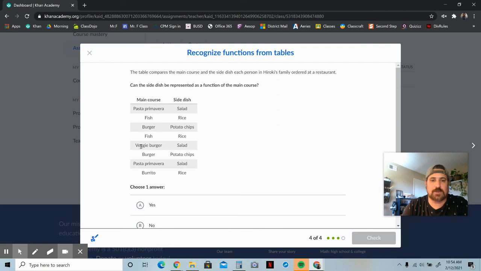So looking for a duplicate here, we can see pasta primavera at the top and, of course, at the bottom here. So the first time you had pasta primavera, you got salad with it. The next time you'd have to get a salad with it as well for it to be a function. So that looks possible. We've got fish, burger, fish. Okay, so fish, rice. That works, right? For every input, you have the expected output. Burger, potato chips, burger, potato chips. Okay, so for every input, you have the expected output. That's okay. So it looks to me like there's no situation where there's a different output for the same input. So this would be an answer that you could say yes.